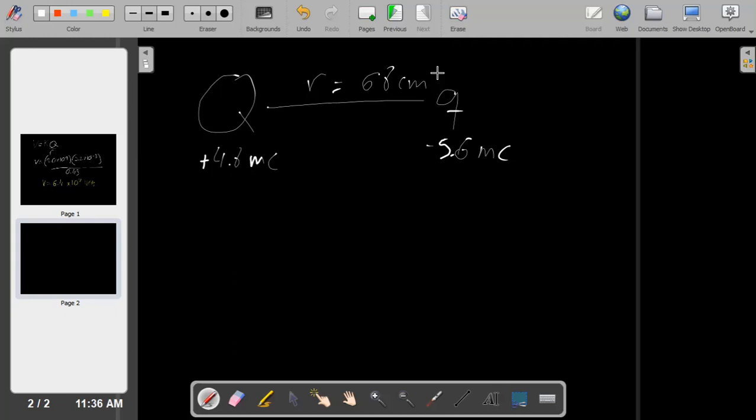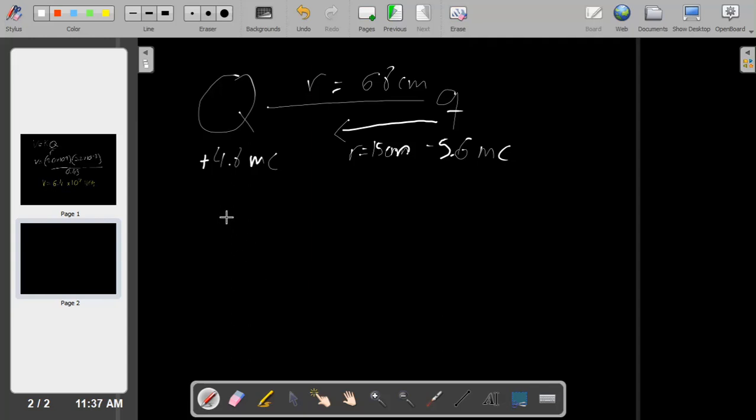Then, of course, they are attracted to one another because one is positive and one is negative. And it says that it's freely moving towards it. So now it's moving this way, and our distance for the movement is 15 centimeters. This is the information we have, correct?